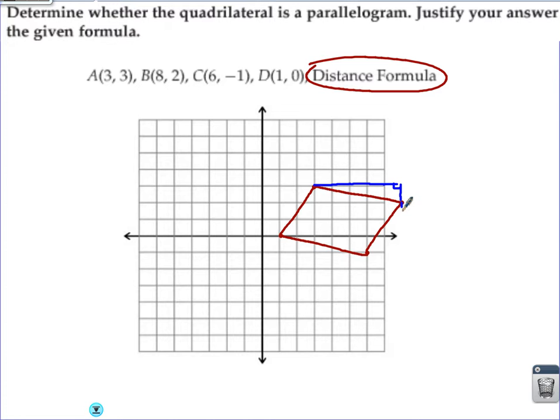What has to be true about opposite sides? If both pairs of opposite sides are congruent, then it's a parallelogram. So instead of distance formula, I'm okay with Pythagorean theorem. It's a whole lot quicker. I have side lengths of 1 and 1, 2, 3, 4, 5. Because honestly, I'd rather use Pythagorean theorem, that's where you get better at it.